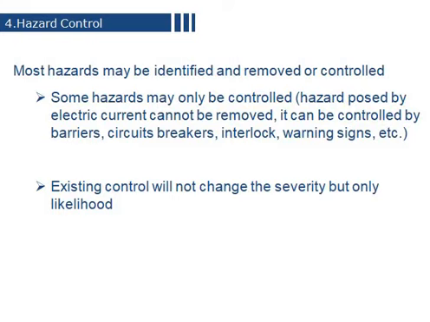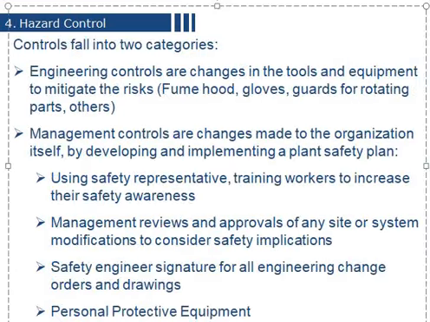Now, some of the hazards may only be controlled because these hazards cannot be eliminated entirely from the system, such as hazards caused by electricity. So we can only control it by using barriers and circuit breakers and signs and so on. So we can say that the purpose of controls is to isolate people from the hazard. And we have two types of controls. We have the engineering controls and the management or administrative controls.